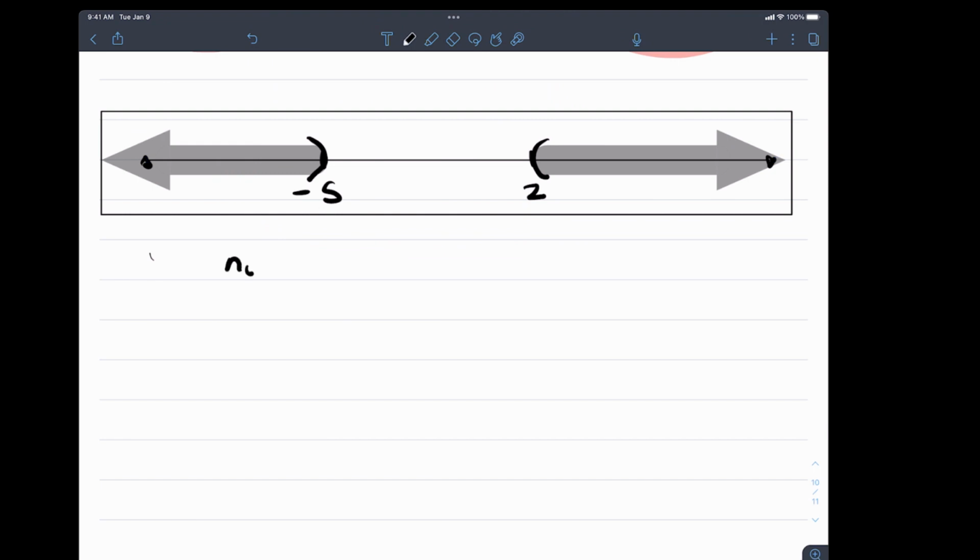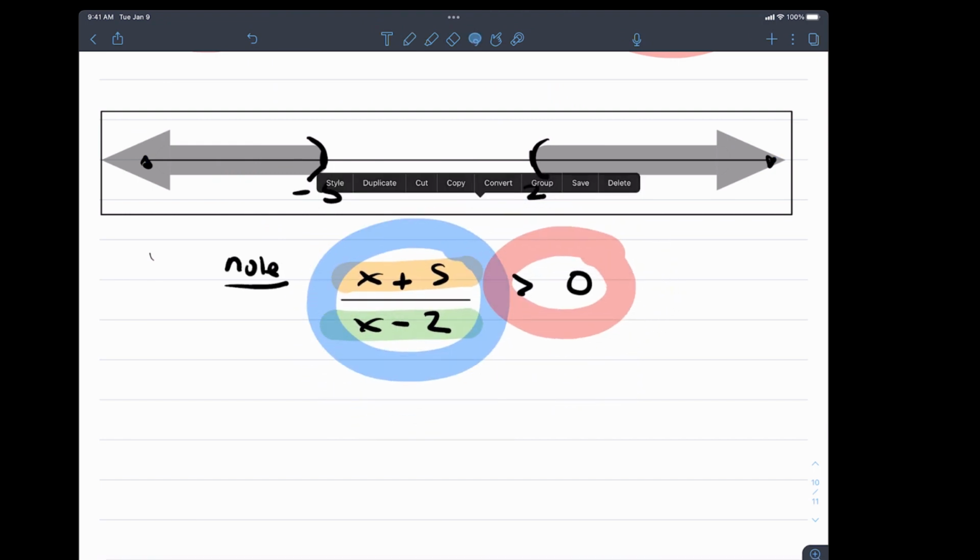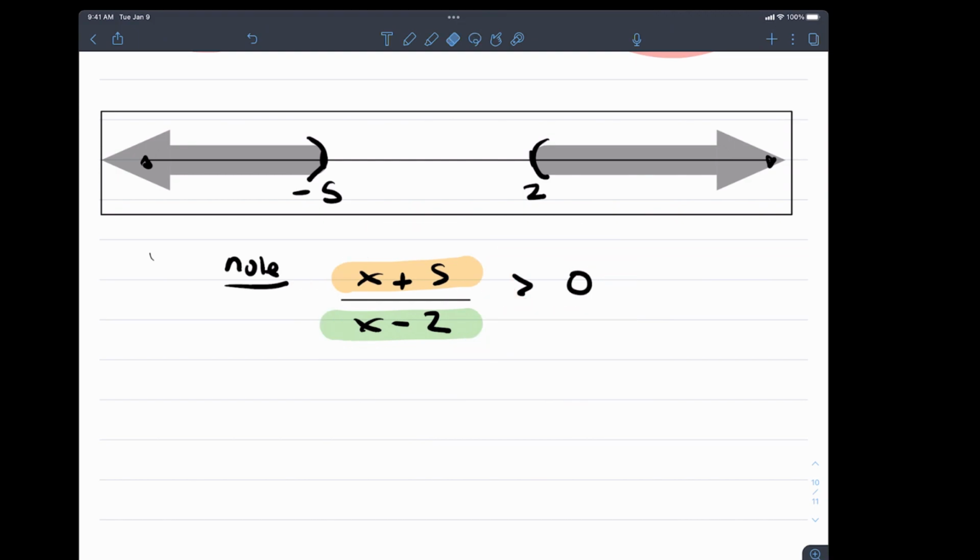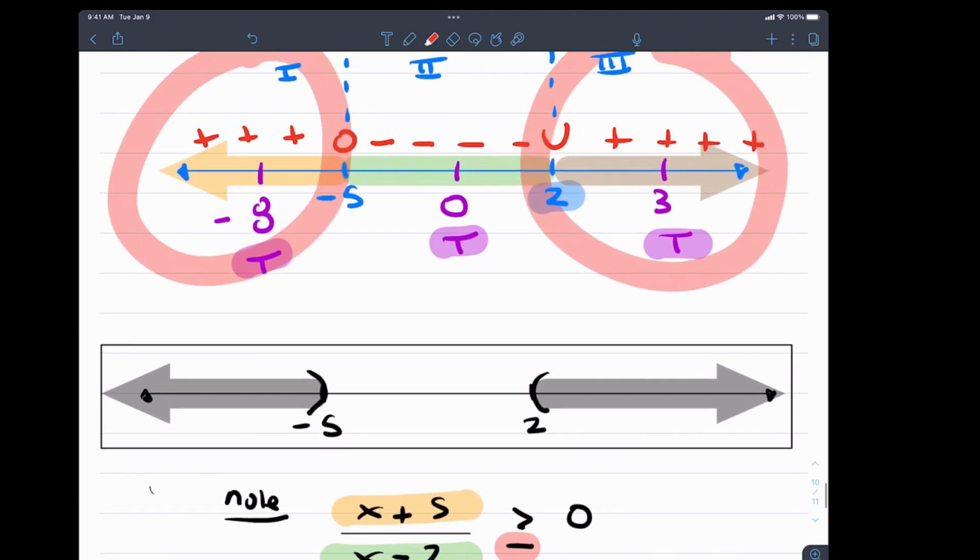Just want to see if you guys are awake here. I'm going to say here's a note here. What if they did this here? What if they said, hey, greater than or equal to 0? What's different? They want to know where it's greater than or equal to 0.